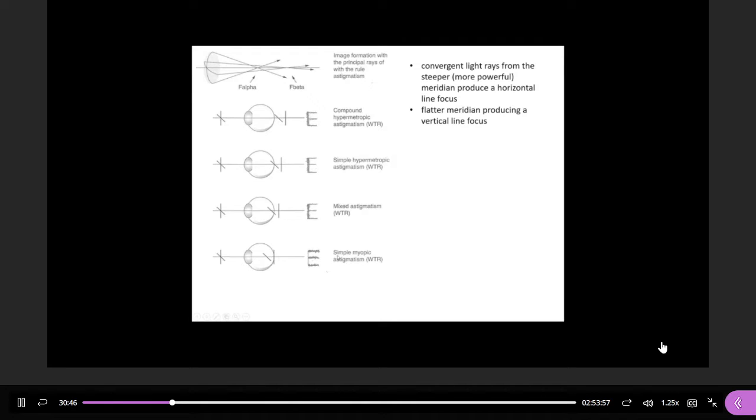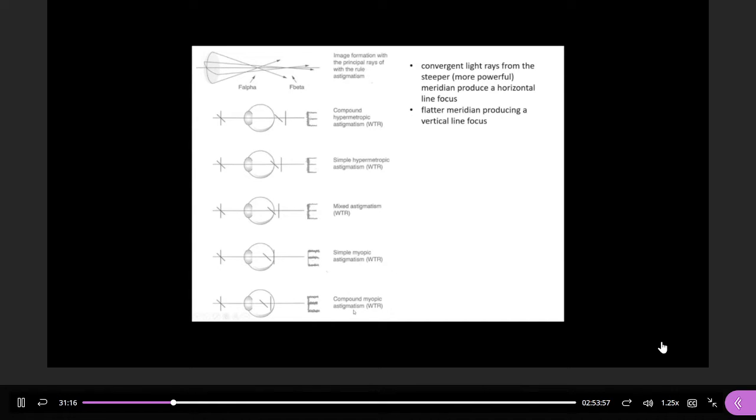Let's see the simple myopic astigmatism. Simple myopic astigmatism is similar to this. However, in one axis it is focused on the retina. The horizontal part is focused in front of the retina, making it more blurry. So the image is like this. We call it simple myopic astigmatism, right?